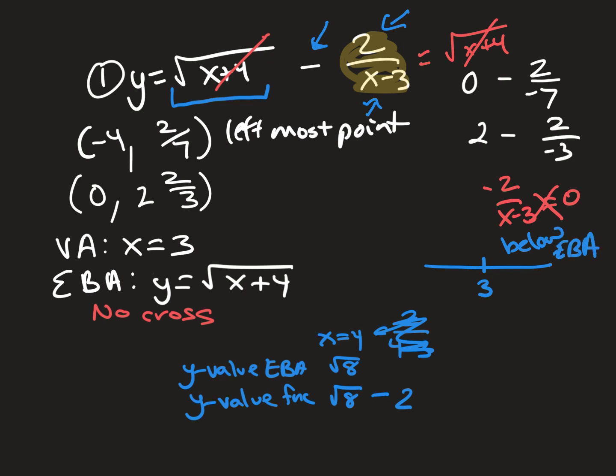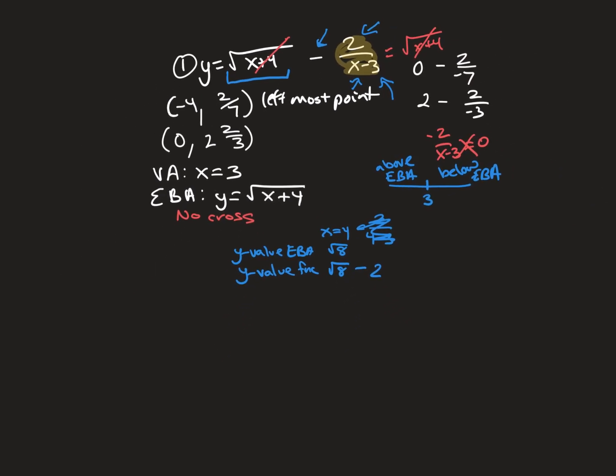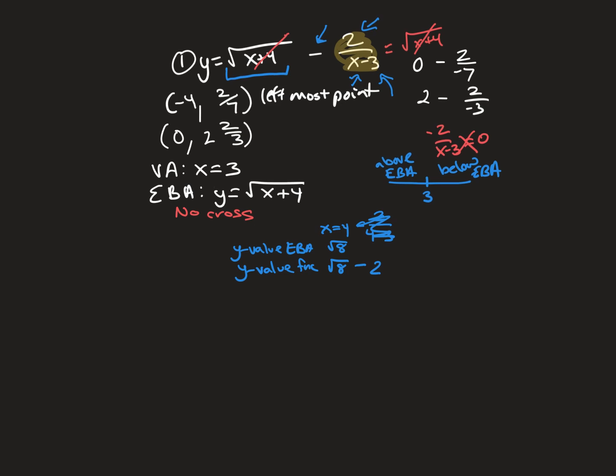Whereas if I put in something less than 3, like 2, that's going to make this quantity here negative. So I'll be subtracting a negative from the y value of the EBA in order to get the y values of the function. So the function itself would be above the EBA. And this is going to be valuable information to know for our graph, especially because we don't have those x-intercepts. And that's why I'm doing that above the EBA. Okay, so now let's go to our graph and let's put down what we've got.